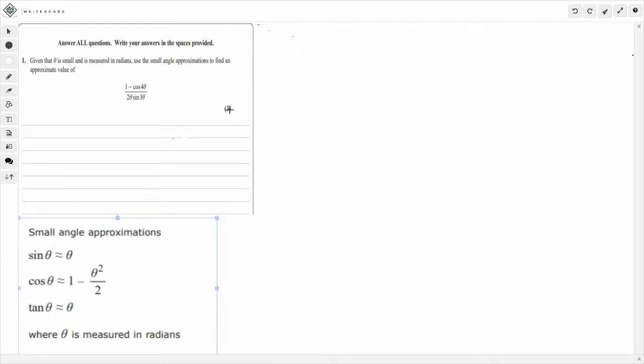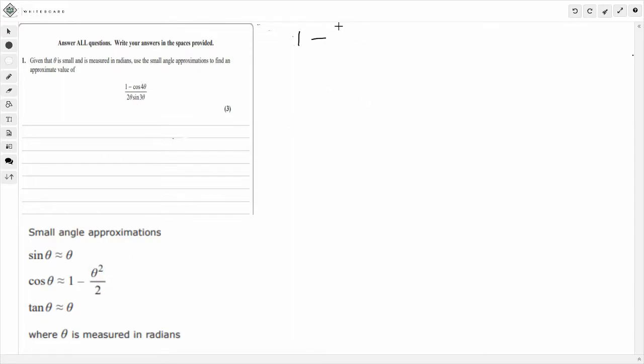We've got cos theta, right? So we're going to have to use that. So what this is, this is 1 minus cos 4 theta. Well, cos theta is 1 minus theta squared over 2. So all I'm going to do is replace it, and where there's a theta here, I'm going to just replace it with my 4 theta. So I'm going to put a 4 theta squared here.